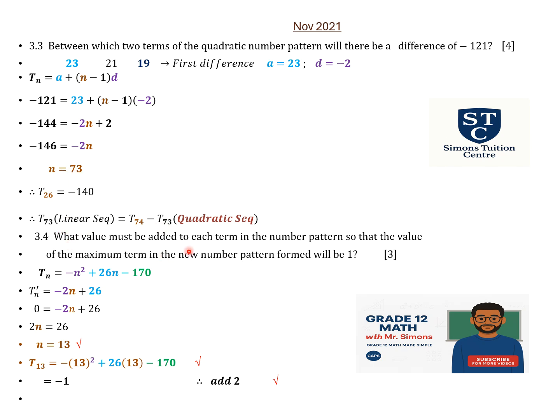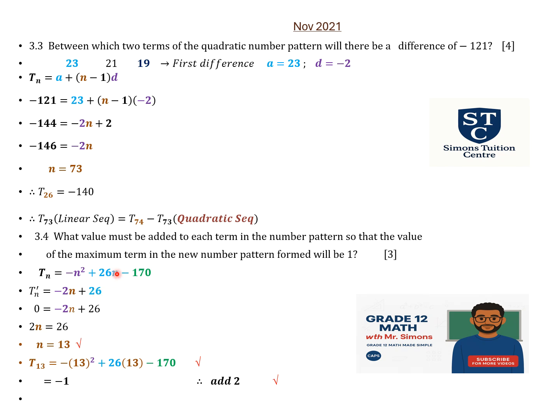What value must be added to each term in a number pattern so that the value of the maximum term in the new number pattern formed will be 1? So we have the original equation, minus n squared plus 26n minus 170. Again, if I find the first difference, 2 times negative 1 gives me negative 2n. 2 minus 1 gives me 1. 1 times 26 gives me 26. 1 minus 1 is 0, so n falls away.